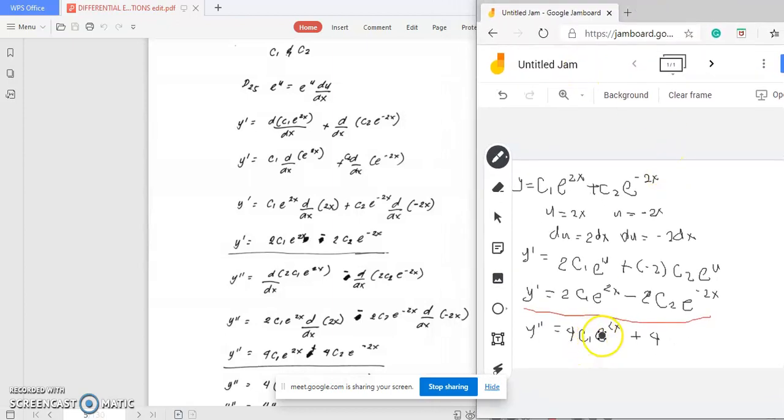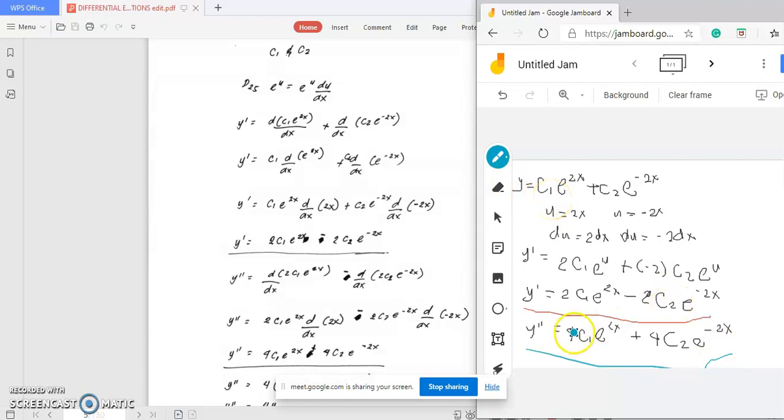So negative 2 times negative 2, you have positive 4. Copy c sub 2, then e raised to the power of negative 2x. Therefore, this is your second derivative of your given equation.